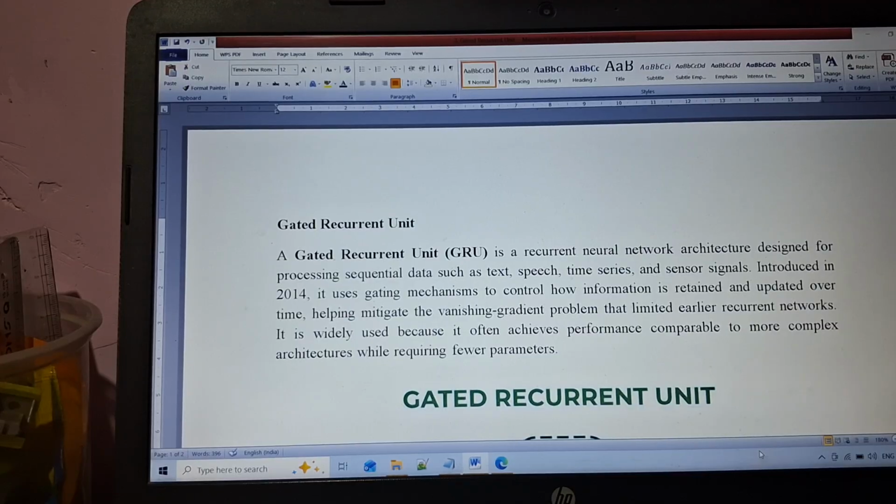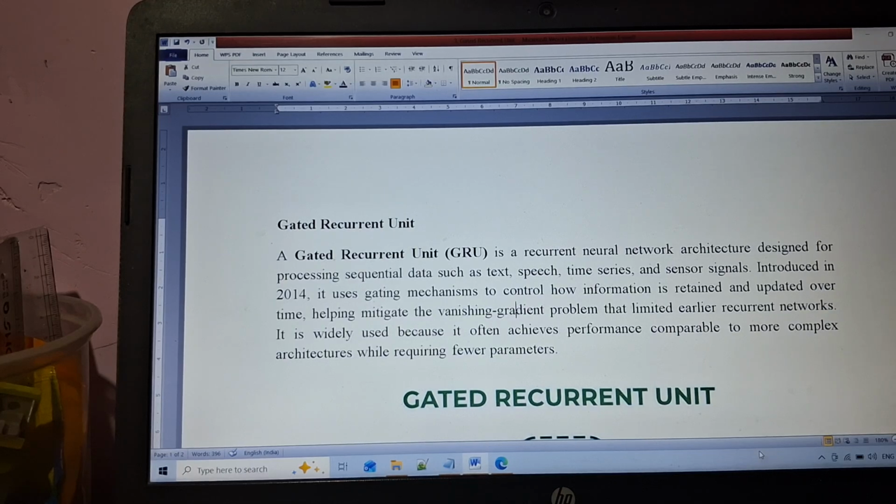It is a part of recurrent neural network. It is an advanced version of recurrent neural network. A gated recurrent unit is a recurrent neural network that is a part of deep learning model and architecture designed for processing sequential data such as text, speech, time series, and sensor signals.